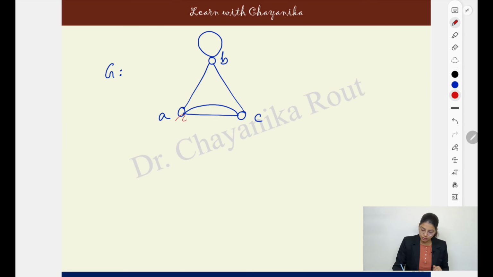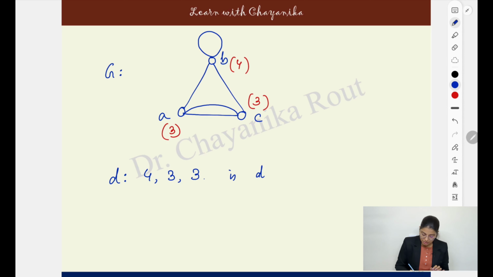Suppose we have this pseudo graph and the vertices have degrees 3, 4 and 3. Now if I list down these degree values in non-increasing sequence, then I have the sequence as 4, then 3 and then again a 3. You cannot neglect any multiple appearance of the degree value. You have to put all of them. So this is the degree sequence of the graph G.